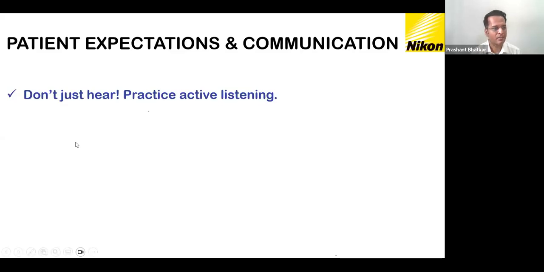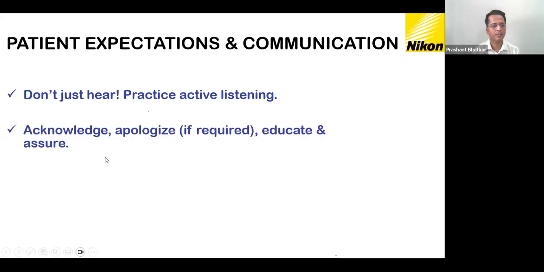That itself makes a lot of difference. Acknowledge, apologize if required. If you identify that the patient is not happy with the glasses, and you check and find that the big problem is in the PD, and while you were measuring the PD there was a problem, you identify there is a problem done by you. Apologize. There's no harm in saying, I'm sorry for the inconvenience you had to go through.